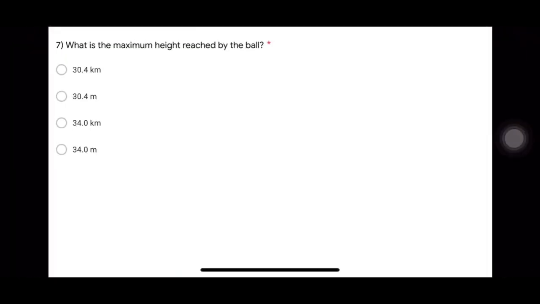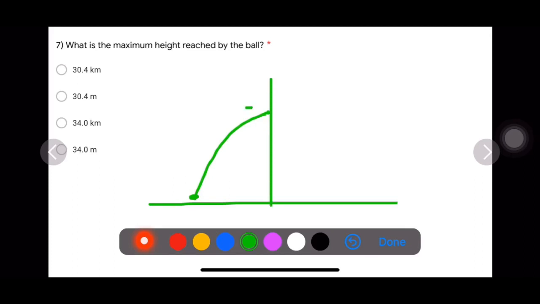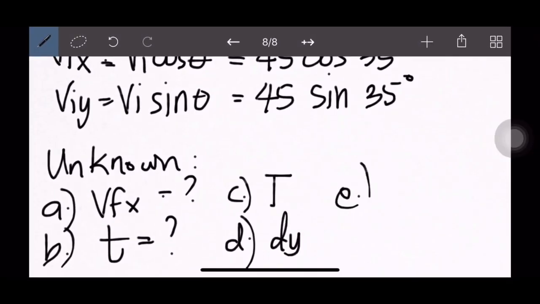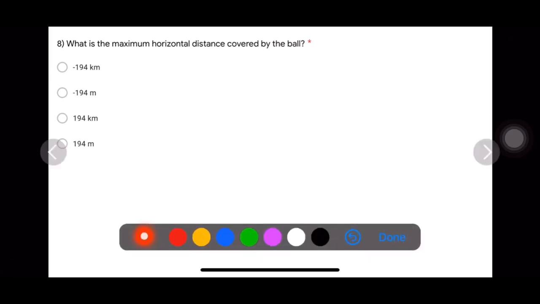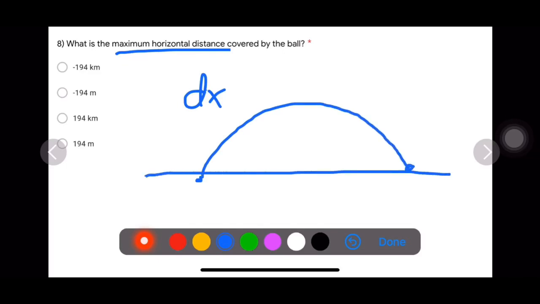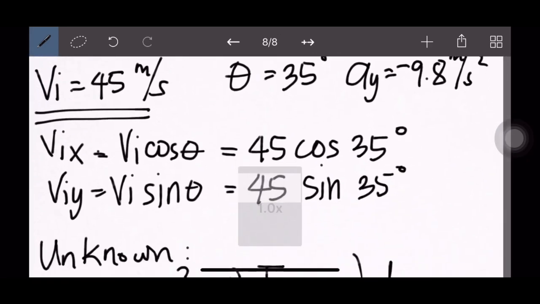The next one, what is the maximum height reached by the ball? So from the ground or starting point, the height or the position along the y-axis, this is the dy. And I think the last is the maximum horizontal distance, or the dx. So from the starting point, as it reaches the maximum and reaches the ground again, how much is the range of this certain ball, the dx. So these are our given and our unknown.